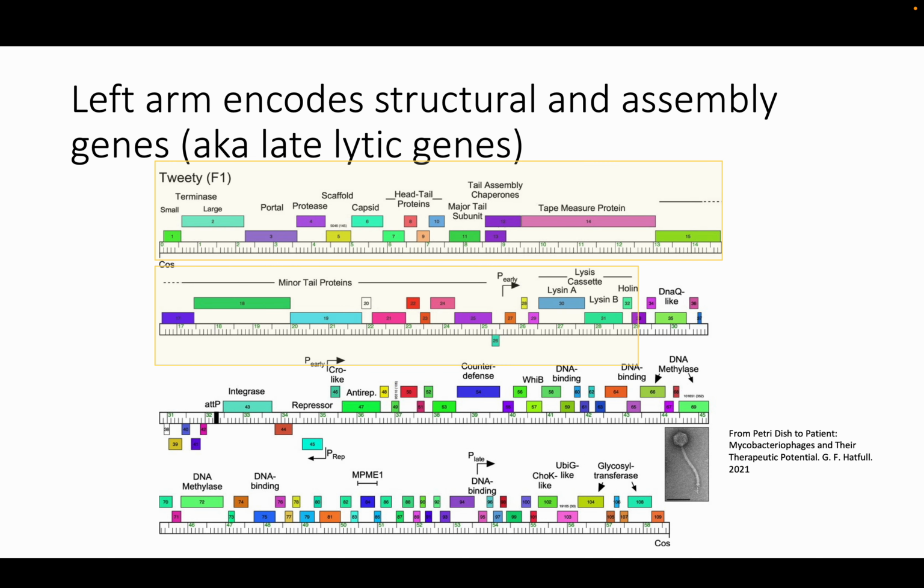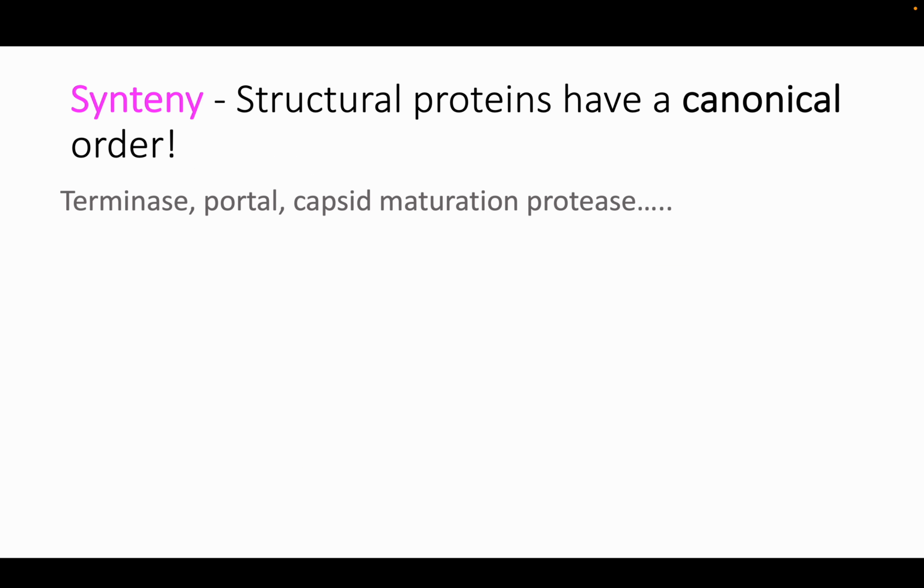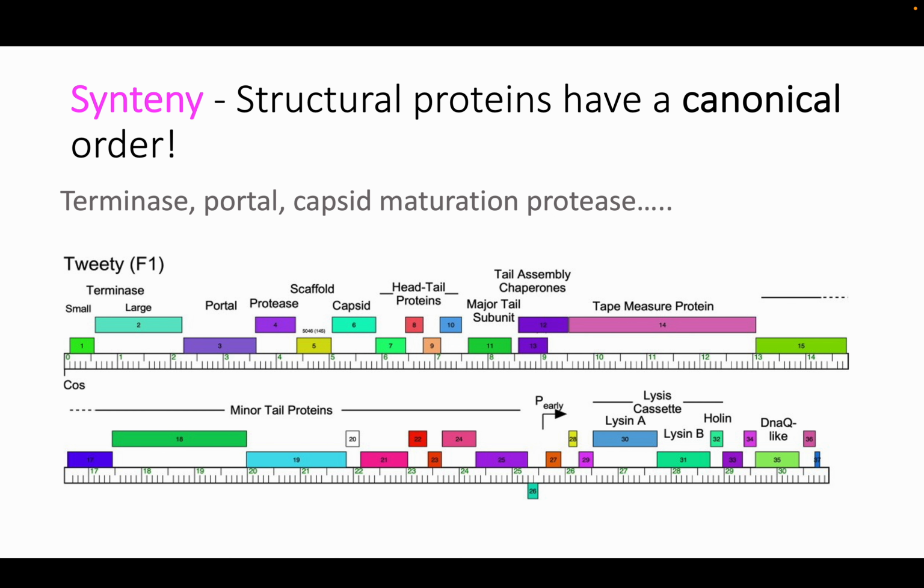The genome map of the Mycobacteriophage Tweety shows the canonical order of structural genes on the left arm of the genome. The first genes are the small and large subunit terminases, followed by the portal protein and the capsid maturation protease, the scaffold protein, the major capsid protein, head-to-tail connector proteins, followed by genes involved in assembly of the tail. After the minor tail proteins are genes that are usually involved in lysis.